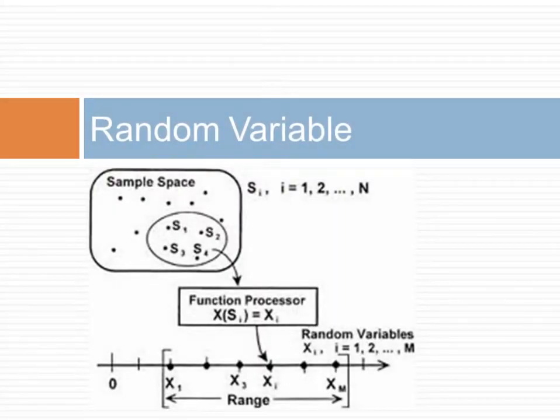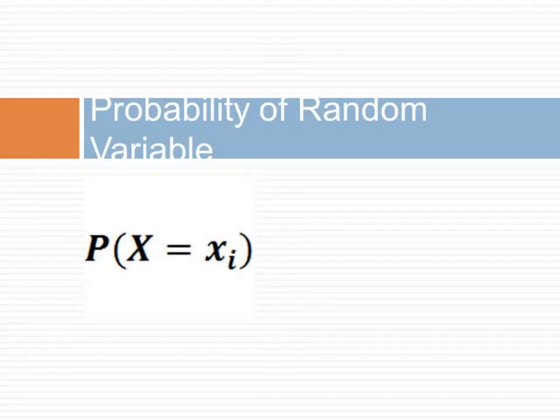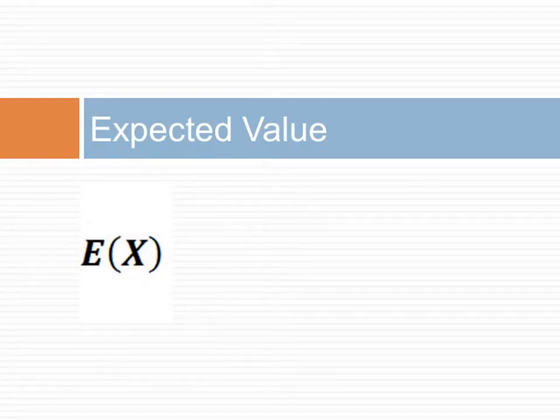A random variable assigns numerical values to events within the sample space. The random variable x is shown as capital X. The probability that the random variable x has the value xi is shown here. The expected value of a random variable is shown as the function E evaluated for the random variable X.